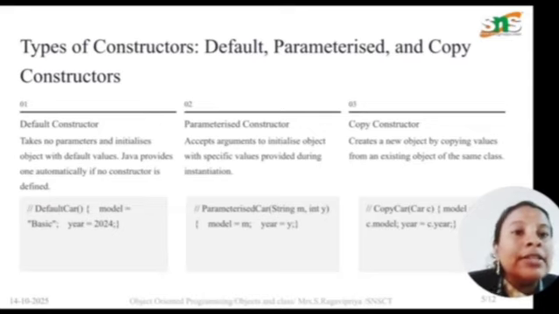Next one is the parameterized constructor. It accepts arguments to initialize the object with specific values provided during instantiation. The constructor will consist of arguments as parameters while calling the constructor. Then the copy constructor creates a new object by copying values from an existing object of the same class.